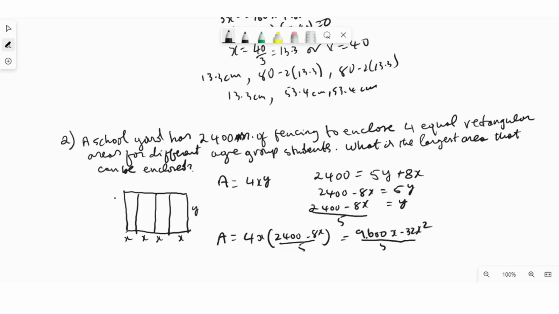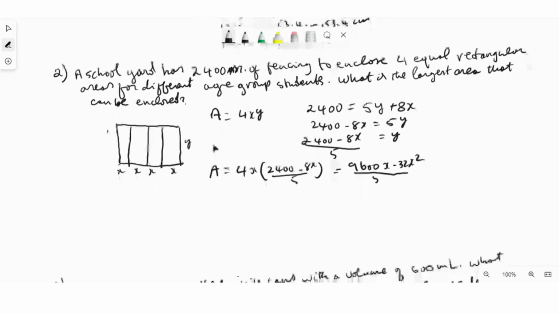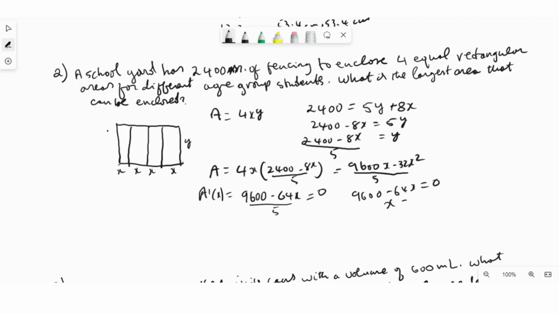Then my next step is, since we have this, we always derive. So the derivative, I can write it sometimes as A prime of x. I derive the top, since the denominator is a number, it will not affect my derivative. The top will be 9600 minus 64x. Therefore, 9600 minus 64x equals 0. Therefore, from this one, x equals 150.